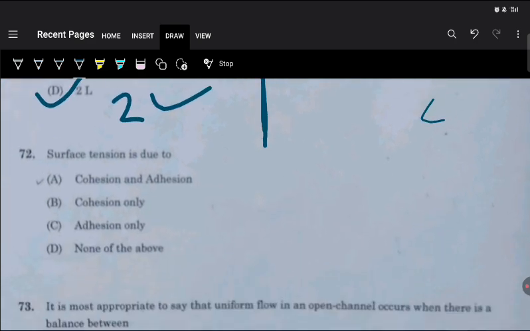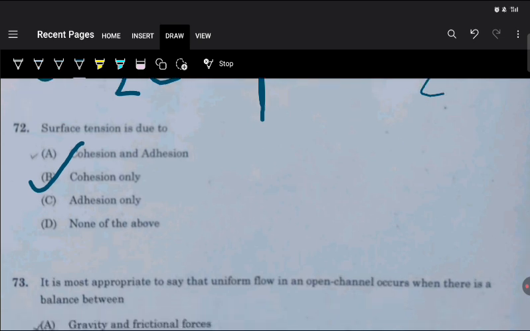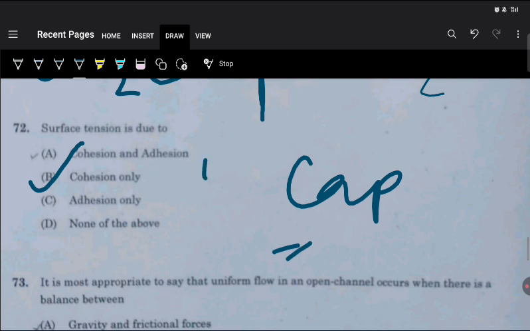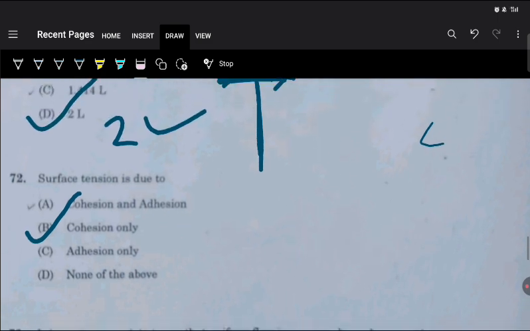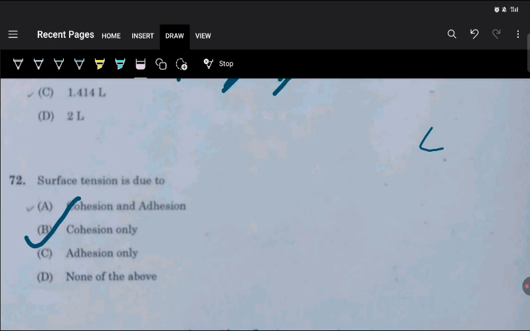Surface tension is due to the fact of cohesion only. Okay, but another one, capillarity, is due to adhesion and cohesion. Here surface tension is only due to the cohesional force. What is cohesional force? Cohesional force is the force of attraction between the molecules, right? Same molecules.